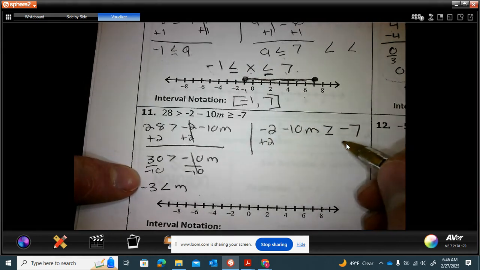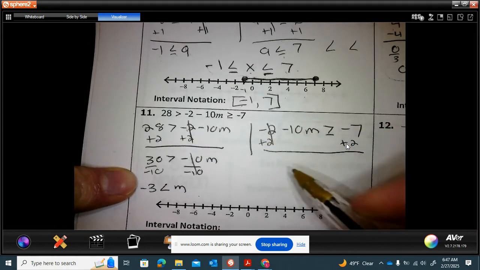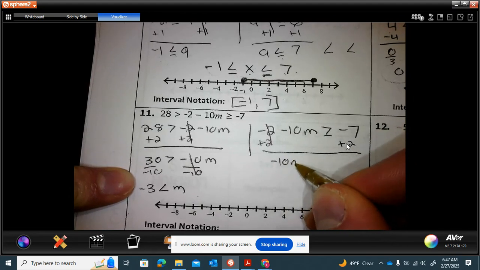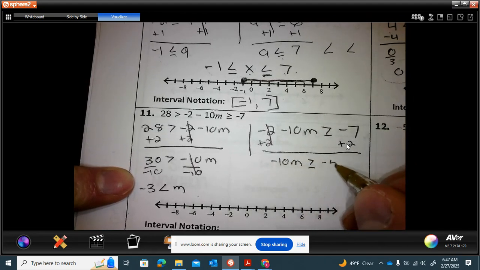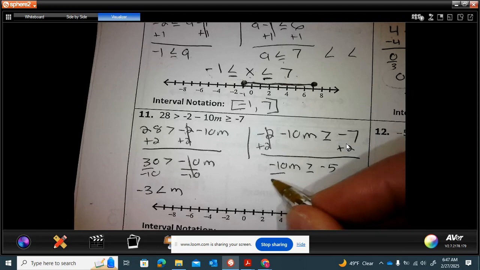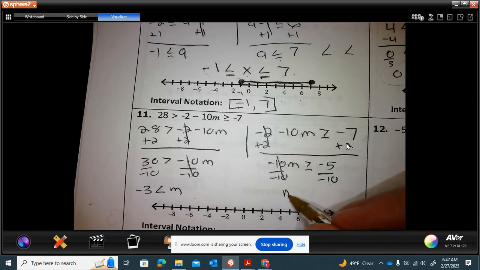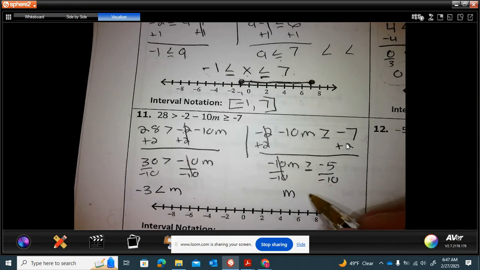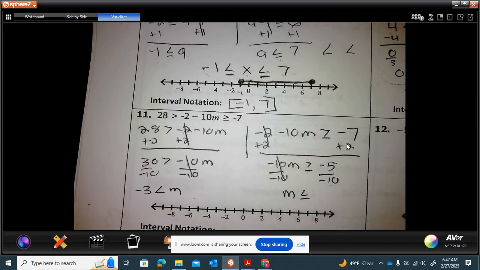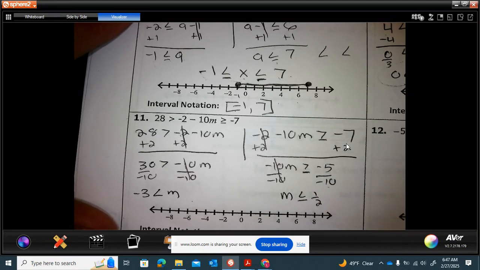And then over here I'm going to add 2. So again, same first step. I added 2 on this side. I'm going to add 2 on this side. I'm left with negative 10m greater than or equal to negative 5. And then I have to divide by negative 10. And because I'm dividing by a negative 10 on the bottom, my symbol is also going to flip. It's going to keep the line underneath, but it's going to flip. And then this time, you could just type that into your calculator. 5 divided by 10 is going to be 1/2. And it's going to be positive 1/2 because a negative divided by a negative is a positive.